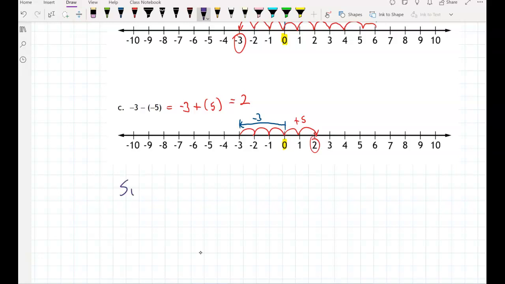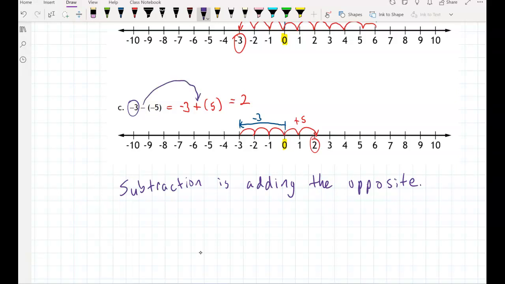That is huge. Subtraction is adding the opposite, or the additive inverse, if you want to have fancy math terms. Adding the opposite. So, you need to remember that the first number stays the same. Negative 3 stayed the same. But we're going to change subtraction to addition, like we did here. And then we change the second number to its opposite. Adding the opposite. That's what subtraction is.